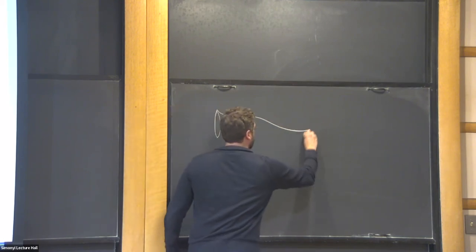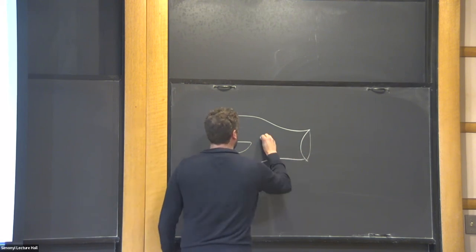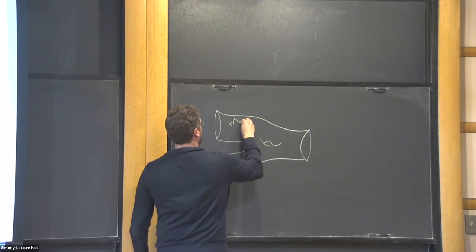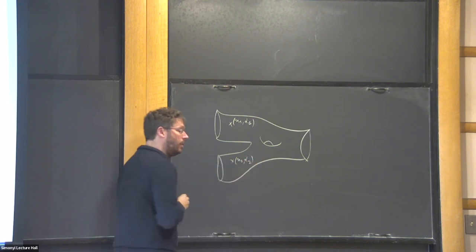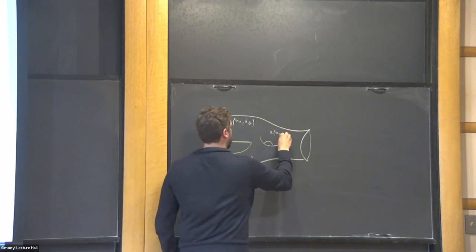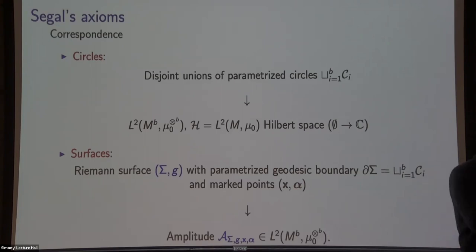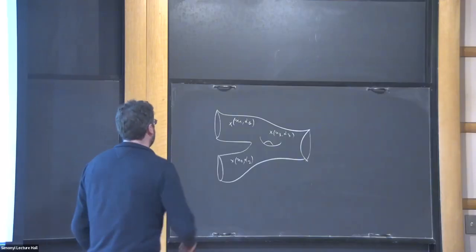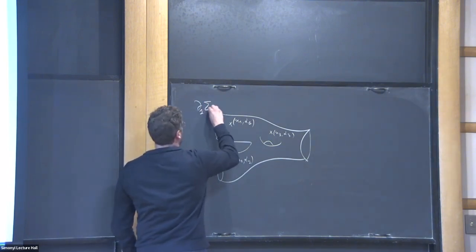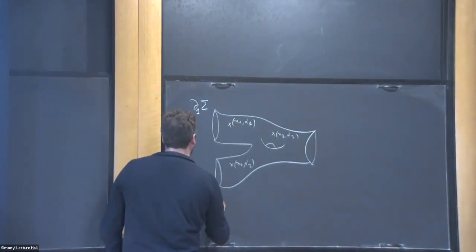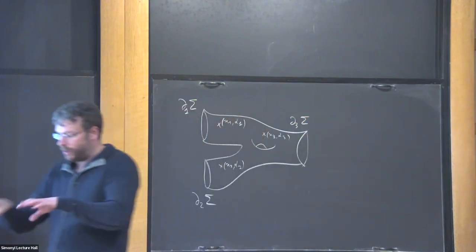So I have my Riemann surface with boundary. I'm going to suppose that I have a hole. I'm going to put points x1 with weight alpha 1, or I can put a point x2 on my surface with a weight alpha 2, etc. So x is the points, and alpha 1, alpha 2, alpha 3, etc. are the weights. As I said, I'm going to parametrize by circles. I'm going to have this first boundary, a second one here, and a third one here.